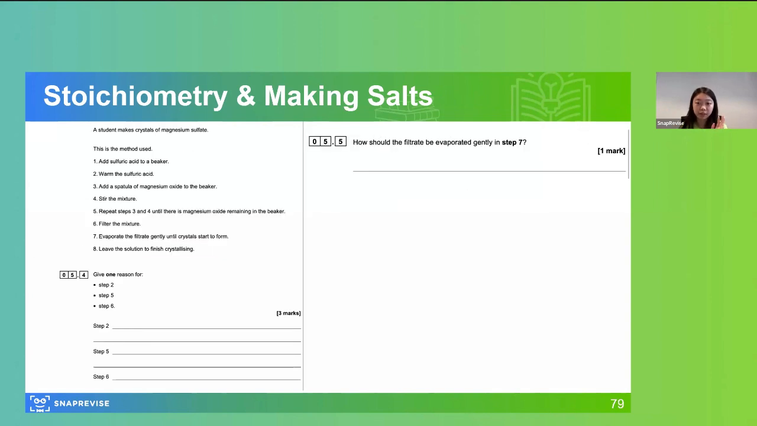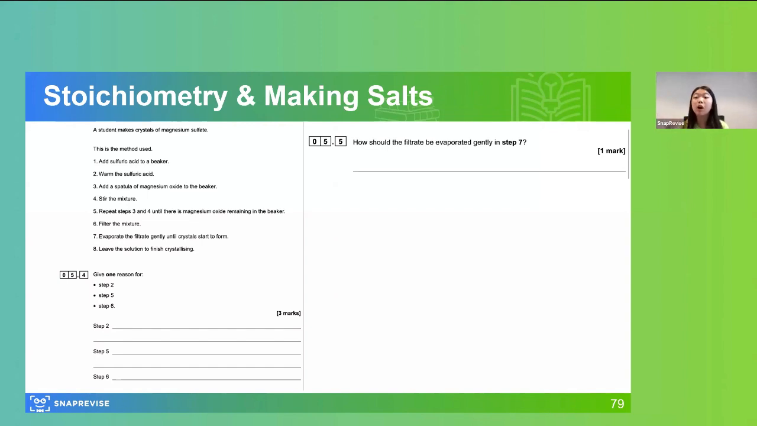This question on the left and on the right, this whole page, the slide that you're seeing right now, is emphasis on the practical I just showed you. So it's asking you, give the reasons for these few steps in this experiment. Step 2, warming the sulfuric acid. Let the reaction go faster, as I've said earlier. So this is all just a repeat of what I said. Speed up the reaction. Step 5, repeat steps 3 and 4 until there's magnesium oxide remaining in the beaker, until there's excess solid in the beaker.